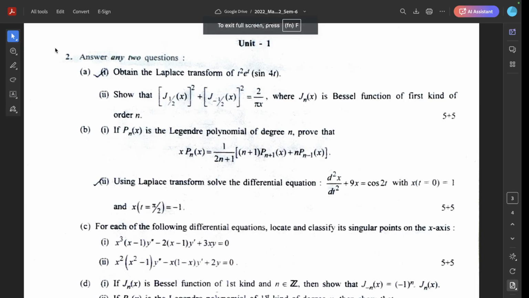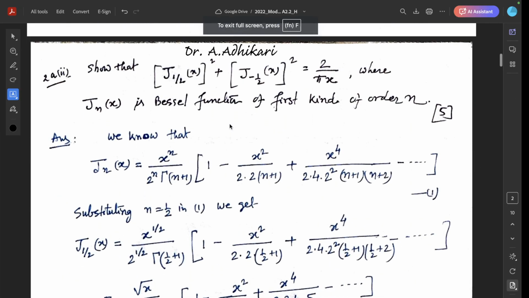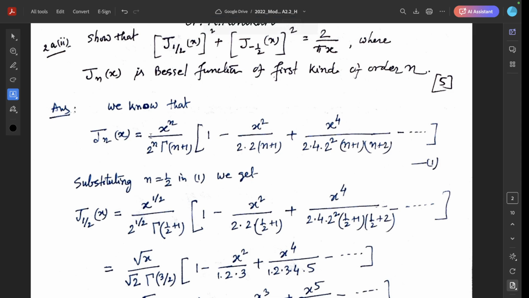Next question, question 2a2. Prove that Bessel function (J half of x) whole square plus (J minus half of x) whole square equals 2 by pi x. J n of x is the Bessel function of first kind of order n. We know this J n of x is equal to x to the power n by 2 to the power n gamma (n plus 1), bracket 1 minus x square divided by 2 into 2 bracket n plus 1, plus x to the power 4 whole divided by 2 into 4 into 2 square into bracket n plus 1 into bracket n plus 2, minus and so on.